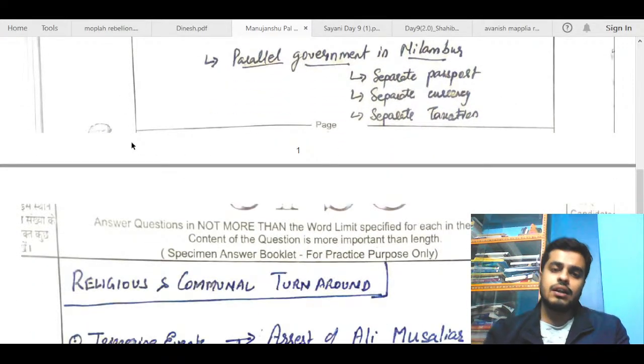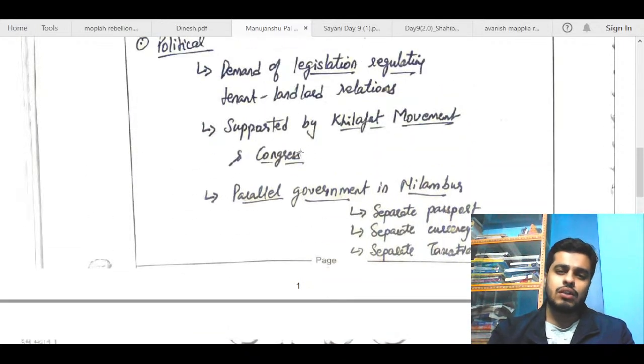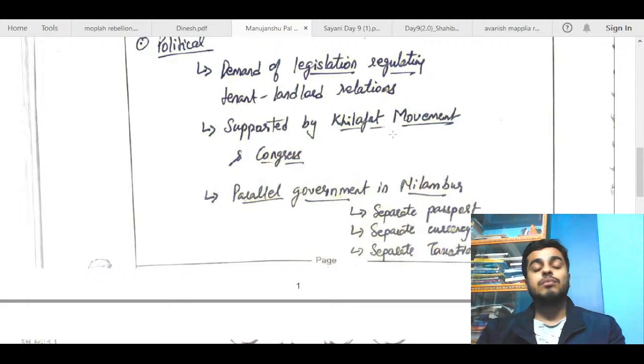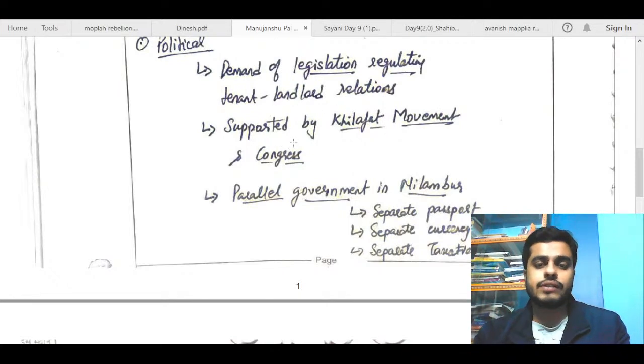Okay, so here again some points are missing. For example, it was not exactly supported by the Khilafat movement. Initially the Khilafat movement helped it to grow. There were common leaders for both movements, but after the arrest of the leaders, the movement took a violent turn, which separated it from the Khilafat movement. So be a bit cautious with the words. You can just say it was influenced by that movement.